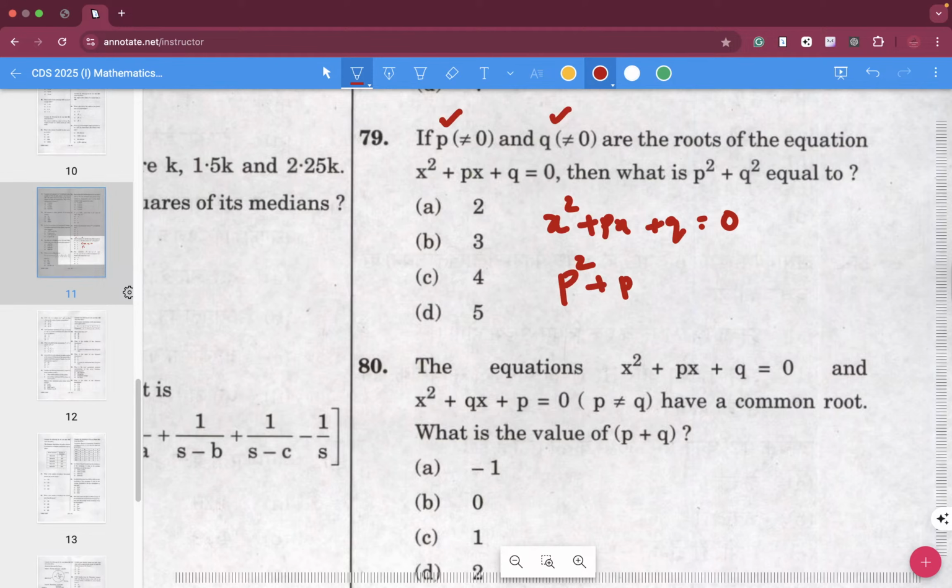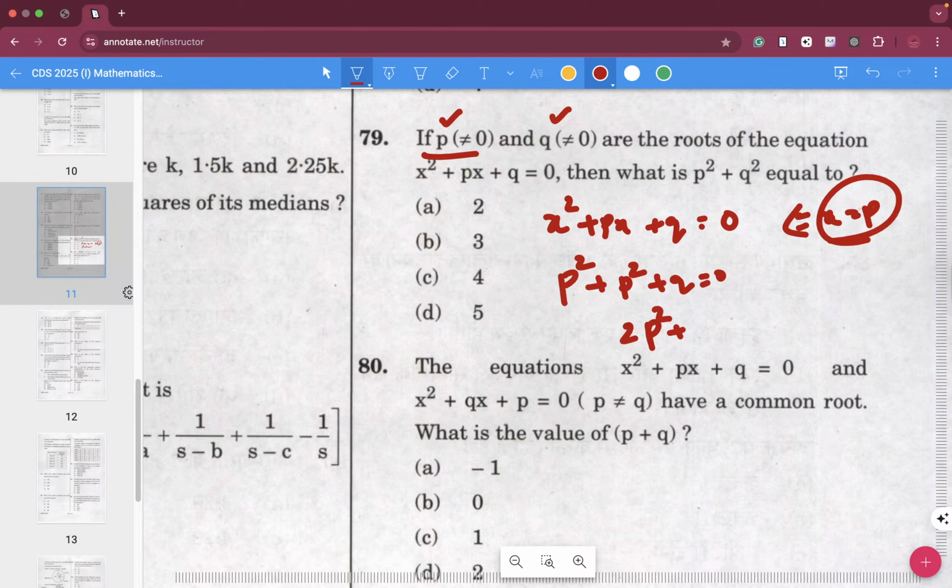That means p square plus p square plus q is equal to 0. I'm substituting x is equal to p because they are saying that p is one of the roots. Which means 2 times p square plus q is equal to 0.